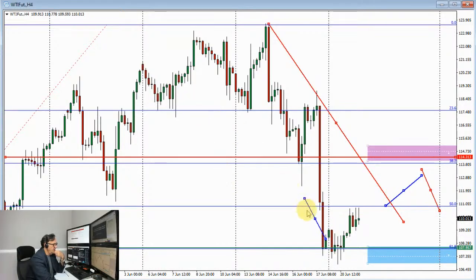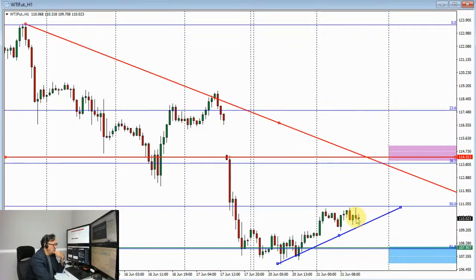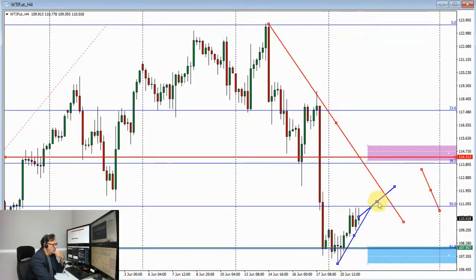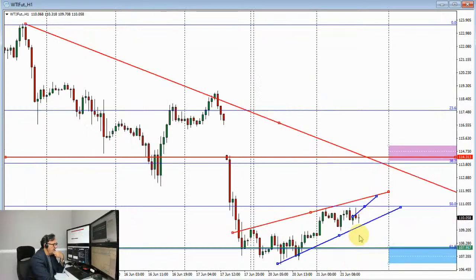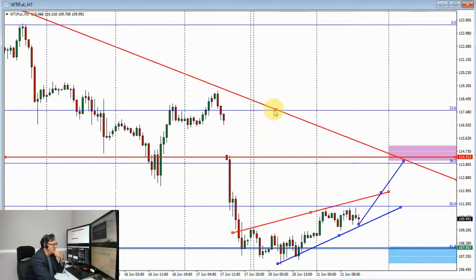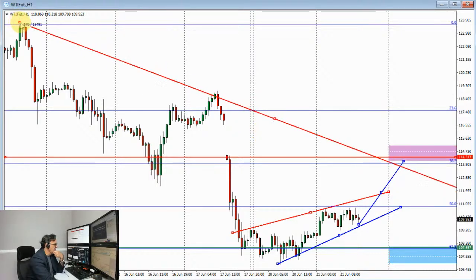So on the 4 hourly, I would like to see if this holds. On the 1 hourly, I would like to see if this holds and we see a rally from here and a push higher. So I would like to see if we can do that, sorry. If the price can bounce off here and rally towards this area here, where the price will then meet this falling resistance trend line.